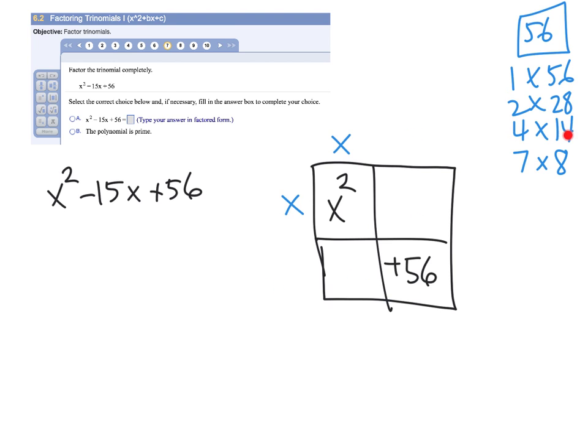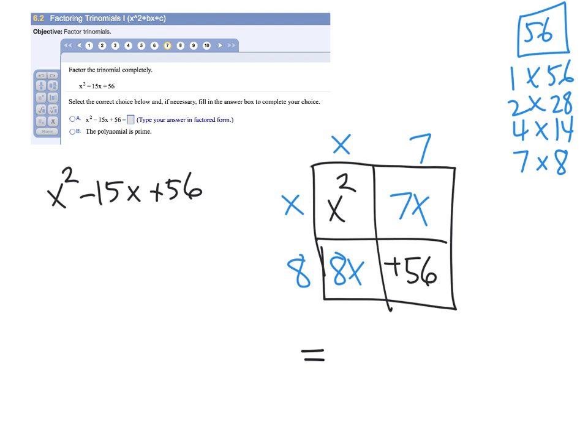So which one of these choices do we want to multiply to get 56? Well, we happen to know that we want the answer to be 15. When we combine these two terms, we want the answer to be 15. So does one of these choices have a combination that makes 15? Yeah, this 7 times 8. Because if this is a 7 and this is an 8, we see that, okay, we've got 7x here, we've got 8x here, and that's going to give us 15. But we don't want 15. We want negative 15. So what does that mean?